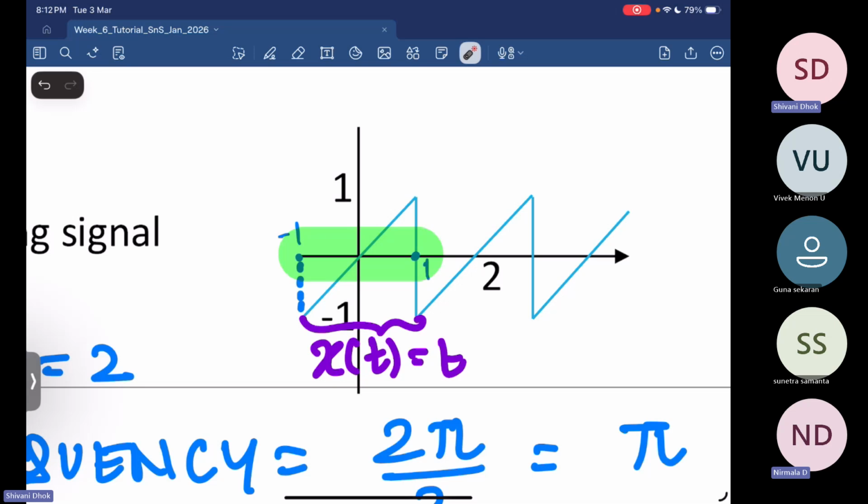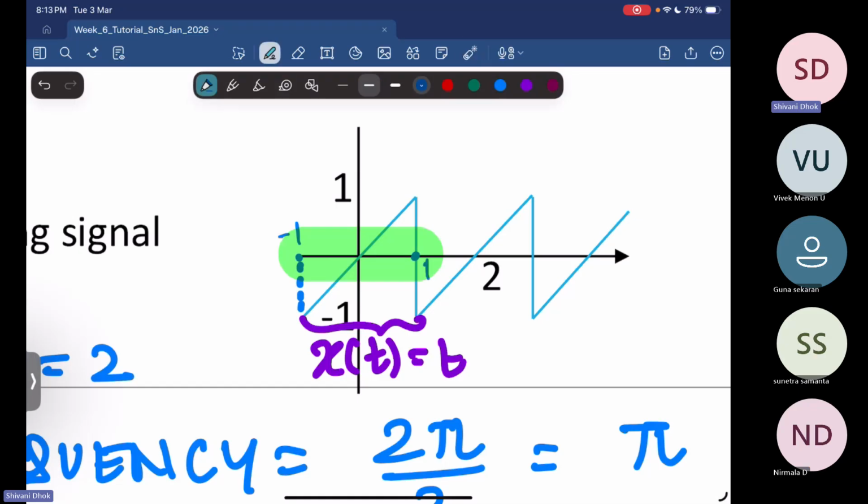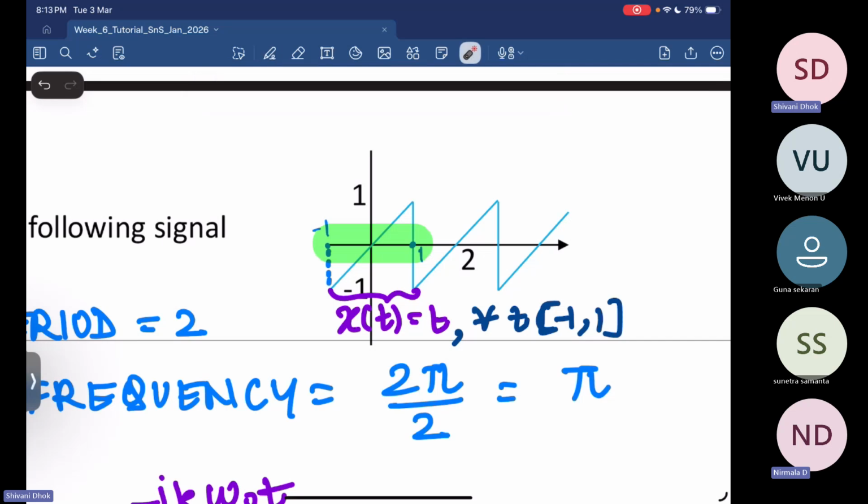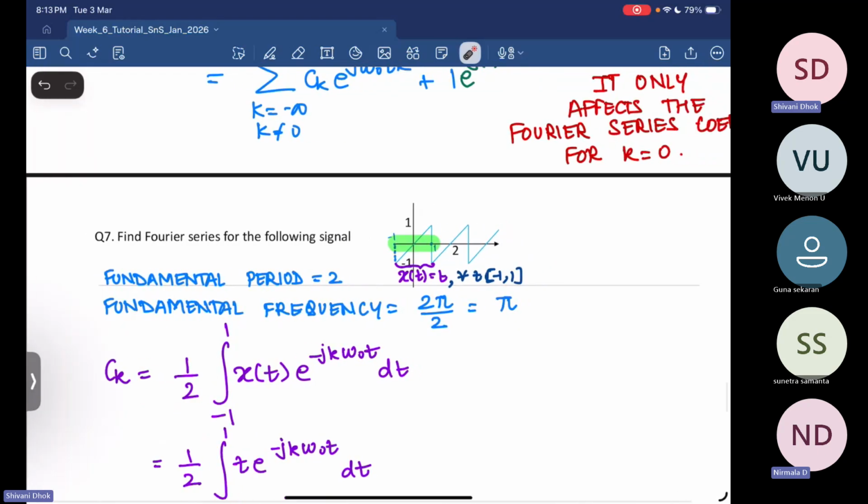Ma'am, you are writing x of t is equivalent to t only for t in this range from minus 1 to 1, right? Yes, and then it repeats. But if you are integrating over minus 1 to 1, it's okay, ma'am. Actually, t is varying, it is not limited to minus 1 to 1, it is varying over there.